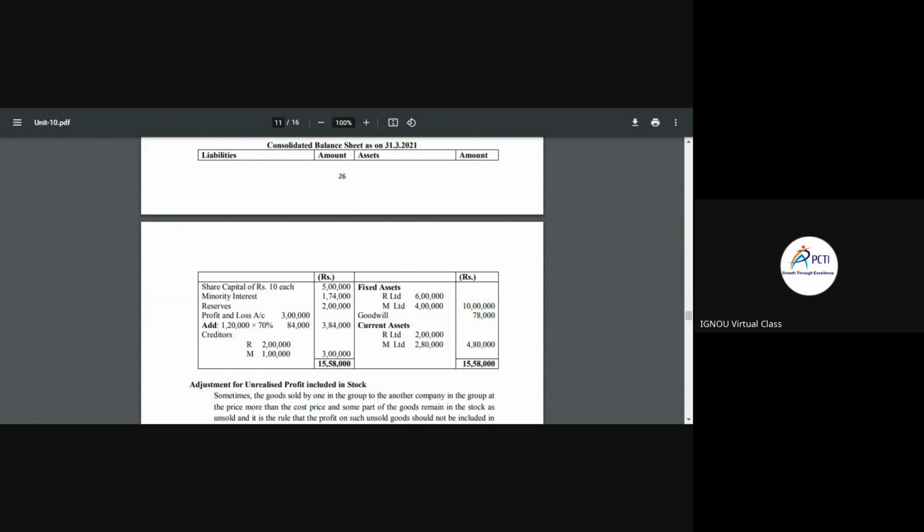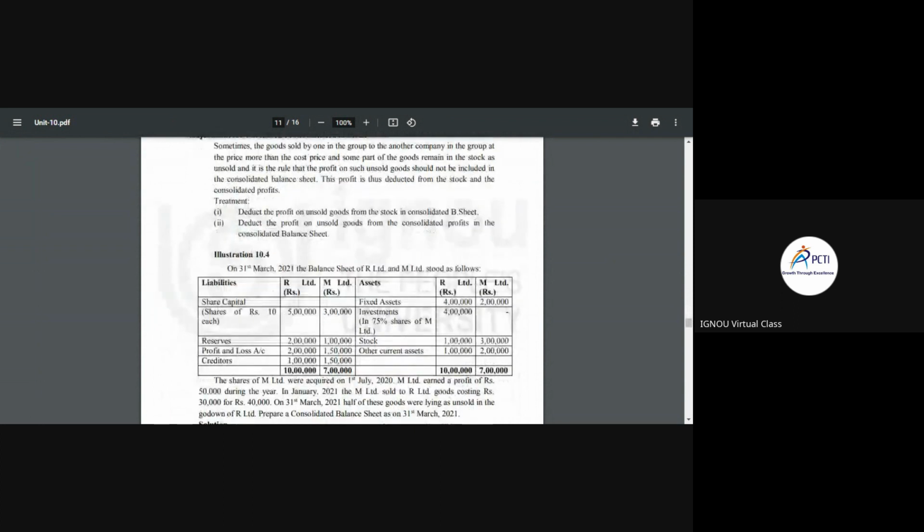Then we have fixed assets of R and M separately. We add them, then the value will be 10 lakh. Then we have goodwill of rupees 78,000. Then we have current assets, that is R Limited and M Limited, 2 lakh and 2 lakh 80,000, which is equal to 4 lakh 80,000.